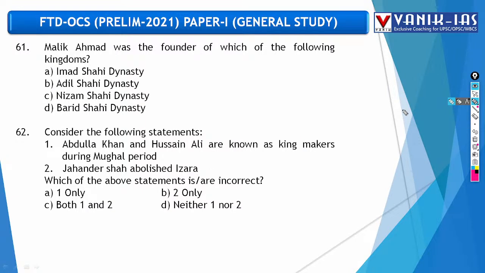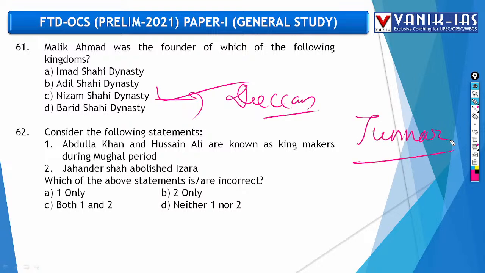Malik Ahmad was the founder of which of the kingdoms? Malik Ahmad was the founder of the Nizam Shahi dynasty. Nizam Shahi dynasty was in the Deccan region, that means the Deccan Peninsula region. They belong to the Deccan Sultanates. Its capital was Junar.